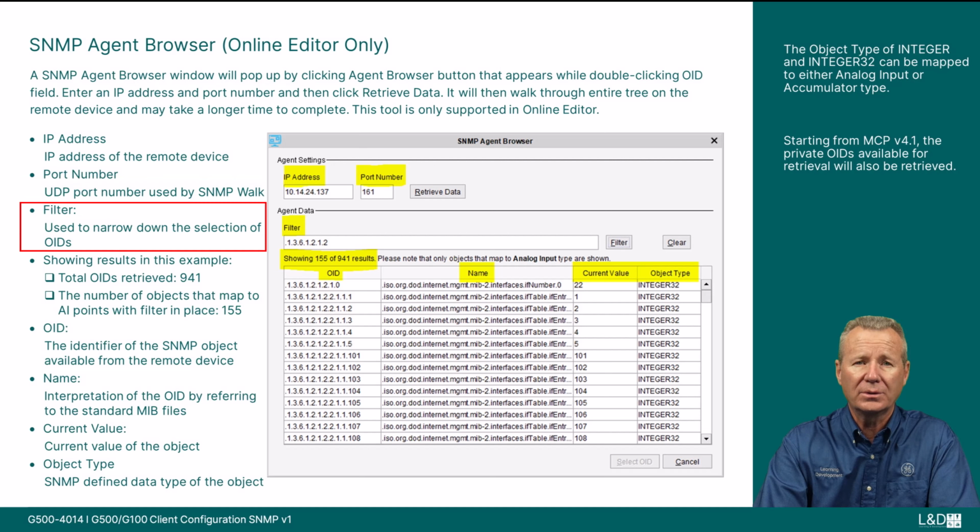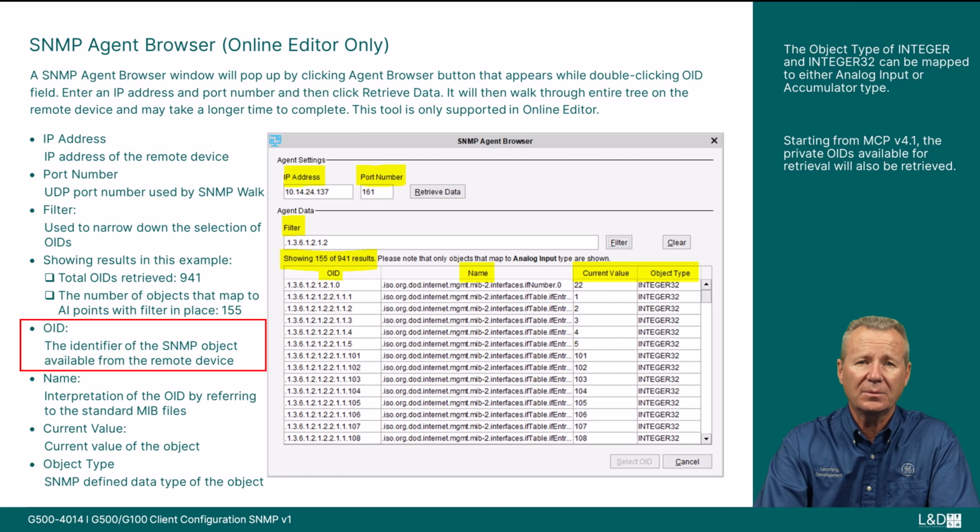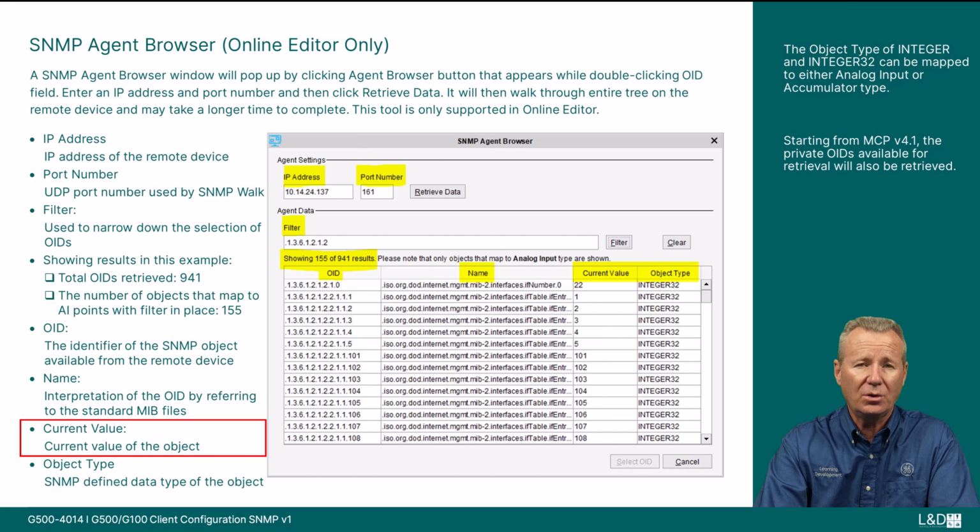Filter is used to narrow down the selection of OIDs, showing results in this example. Total OIDs retrieved, 941. The number of objects that map to AI points with a filter in place, 155. OID is the identifier of the SNMP object available from the remote device. Name is the interpretation of the OID by referring to the standard MIB files. Current value is the current value of the object. Object type is the SNMP-defined data type of the object.